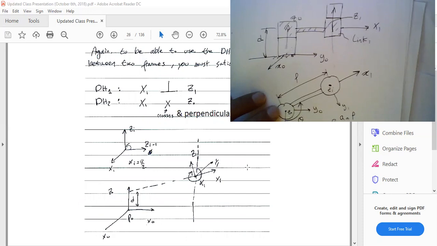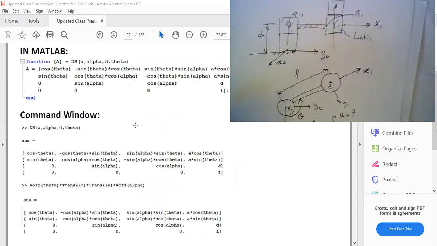This is my DH transformation. Very important, guys: X has to always be perpendicular to Z1 and then Z0. Once you do that, you have a valid DH frame.